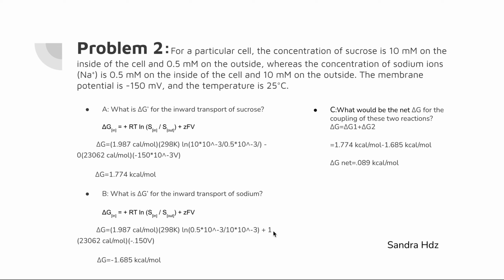So now that sodium has a charge, you can add Z is 1, you can tell because there's that one charge. So 1 times 23.062 calories per mole times negative 0.150 volts. You add those, the first half and the second half together, and you get negative 1.685 kilocalories per mole.